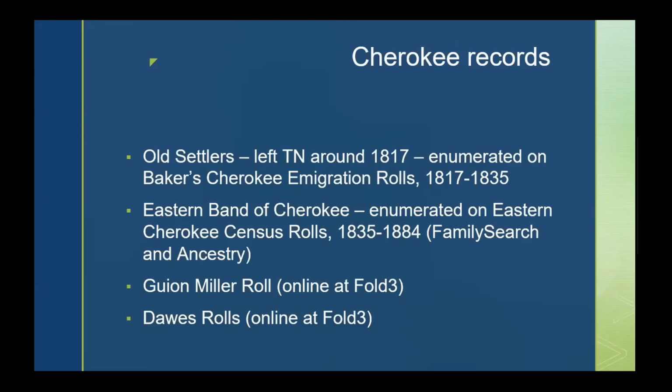Then there was the Eastern Band of Cherokee. These are the folks that were forced west for the most part, and they're enumerated on the Eastern Cherokee census rolls that are on both FamilySearch and Ancestry, and also in the Guion Miller roll and the Dawes rolls, which are online at Fold3. So there's a lot of Cherokee information that has been put online for those that were counted and registered as Cherokees in some of these different rolls that were taken.